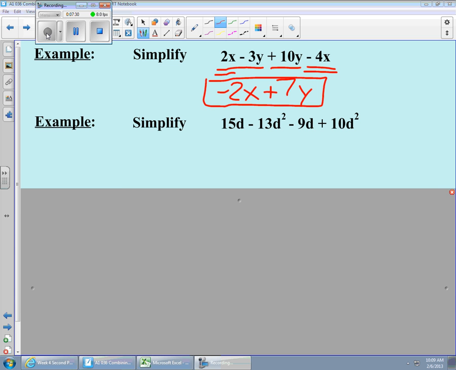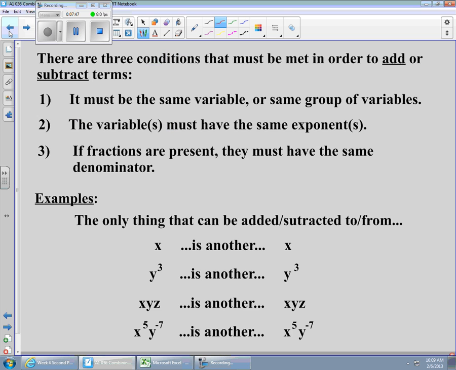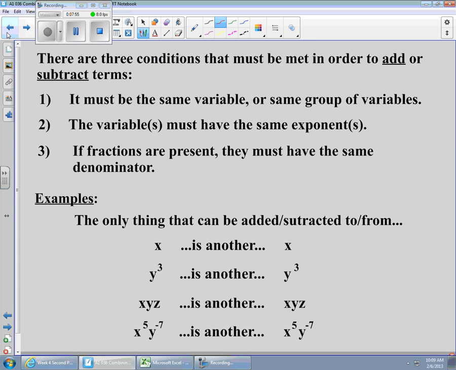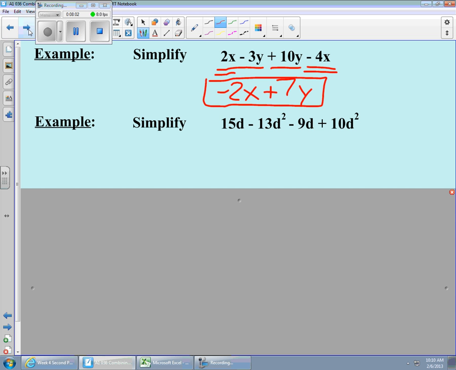Okay, we have another polynomial. Let's look and see what's in this one. What do you see in these terms that might be considered like terms, stuff we could add up together? All the d's, can all these terms be added together? They're all d's. Well, what's the rule say? It's got to be the same variable or the same group of variables. That's exactly it. We have d's. They're all d's. What's the second thing say? The variable or variables must have the same exponents. Do we have that here? No, we've got a little bit of difference in the exponents.